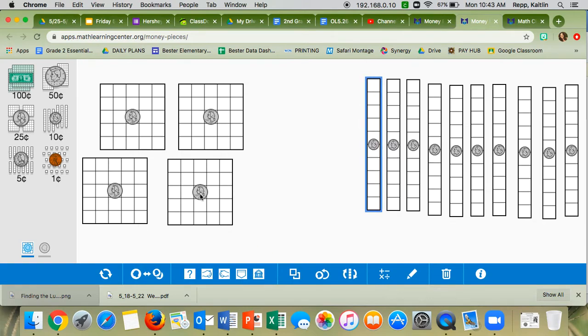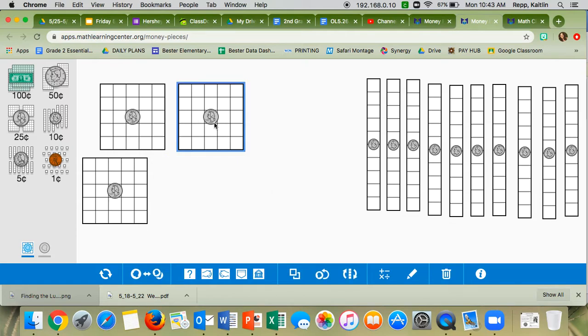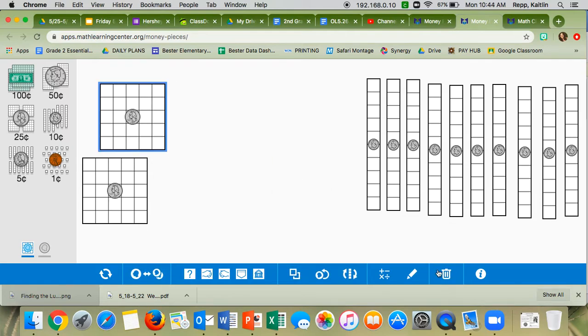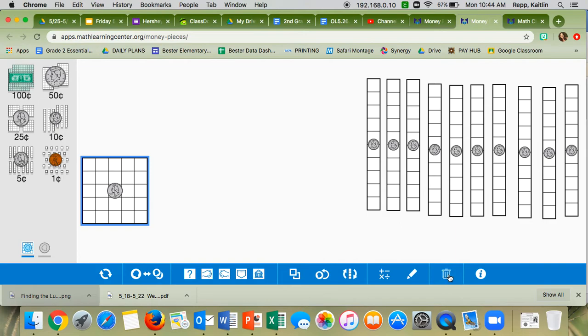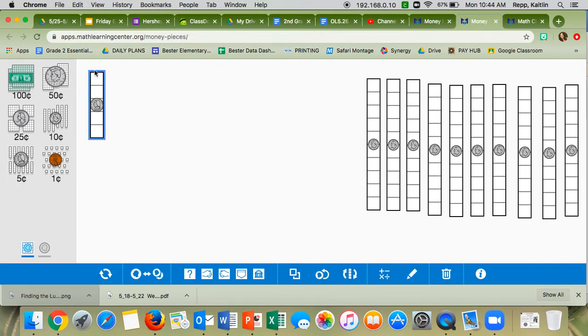Now let's look at the nickel. I'm going to delete some of these. If you click on it and press the trash can down below, you can delete it. The nickel is worth 5 cents. So it's kind of like a mini tens rod. It's half of a tens rod. And you count the nickels by fives. So let's practice counting by fives to 100.